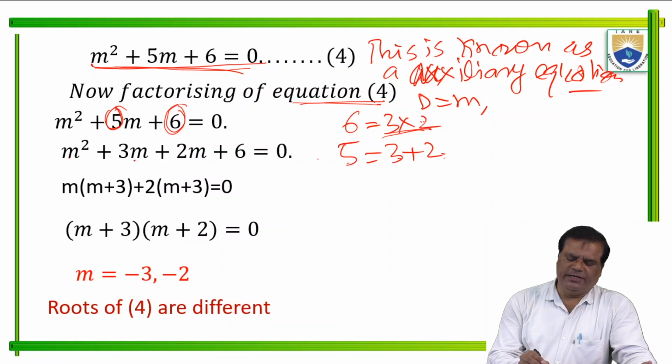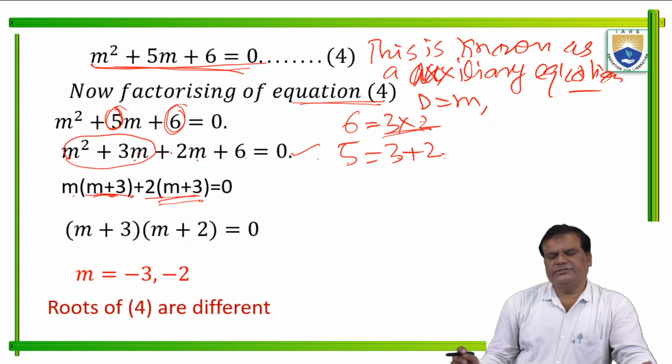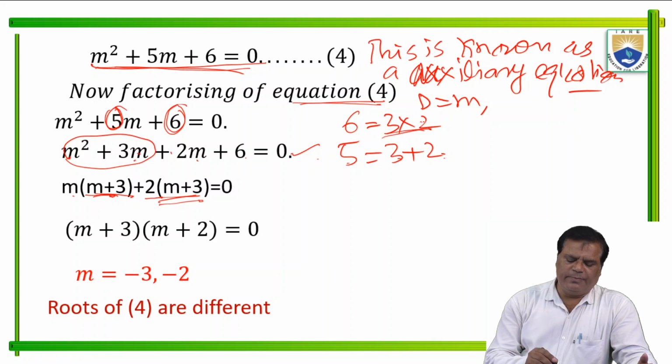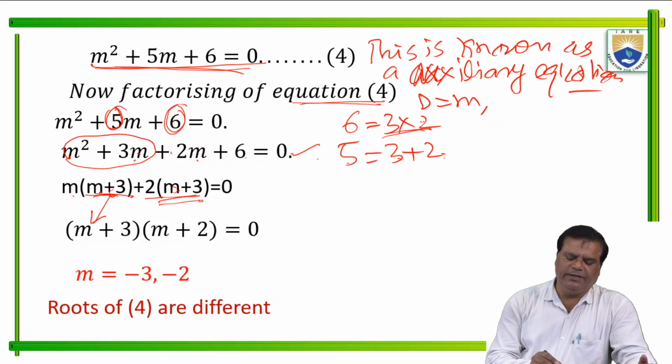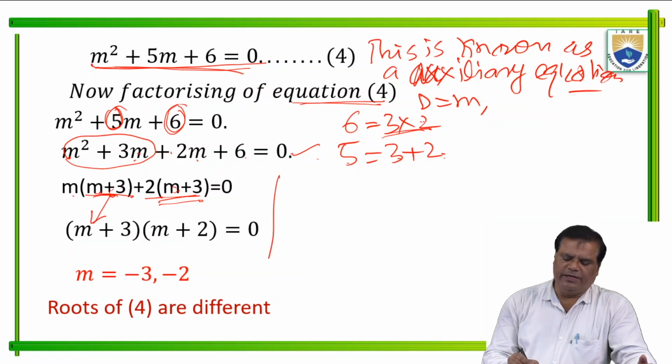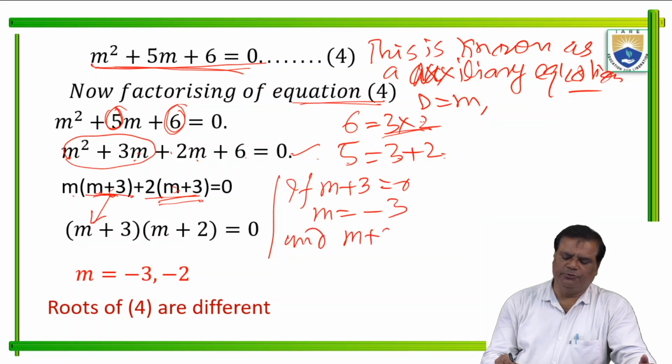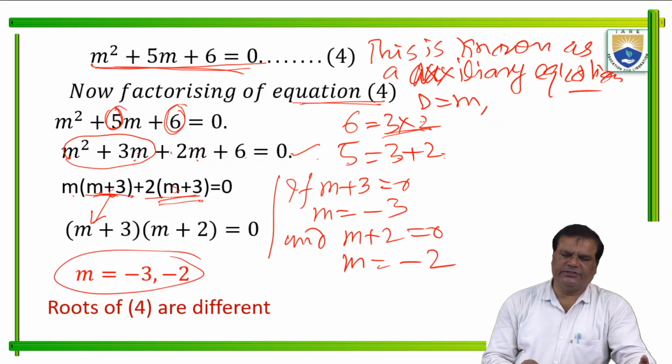So m² plus 3m plus 2m plus 6 equal to 0. Taking m common, we get m(m plus 3) plus 2(m plus 3). The brackets are the same here. If the brackets are not the same, then our factorization is wrong, but since the bracket is the same, our factorization is correct. So taking (m plus 3) common, we get (m plus 3)(m plus 2) equal to 0. If m plus 3 equal to 0, then m equal to minus 3, and if m plus 2 equal to 0, then m equal to minus 2. So the values of m are minus 3 and minus 2.